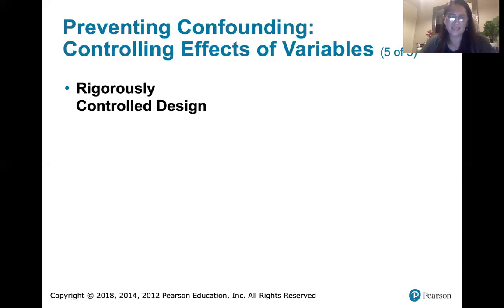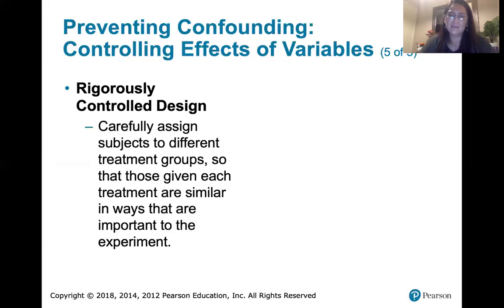Another type of design is called a rigorously controlled design. It's actually very similar to matched pairs, and it's one in which we carefully assign subjects to different treatment groups so that those given each treatment are similar in ways that are important to the experiment. This is kind of like matched pairs, but we're not looking at the same person before or after. We're not looking at a twin in the treatment group and their twin in the placebo group or non-treatment group.